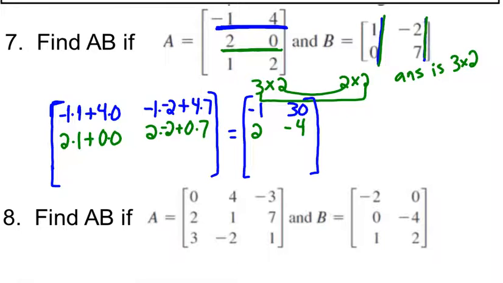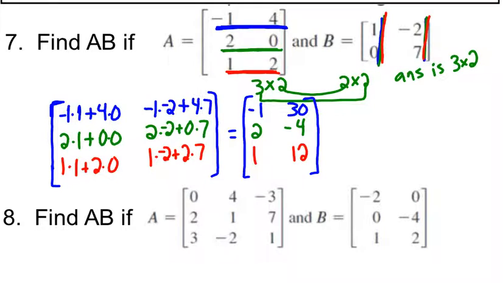Now to find row 3, column 1, we're going to take row 3 times column 1. 1 times 1 plus 2 times 0. So that's going to be 1. And to get row 3, column 2, you're going to take row 3 times column 2. 1 times negative 2 plus 2 times 7. And that will give us 12. So our final answer is this matrix, negative 1, 30, 2, negative 4, 1, 12.